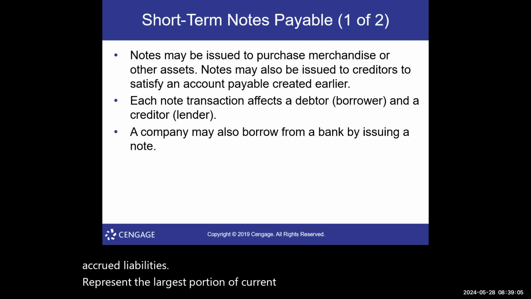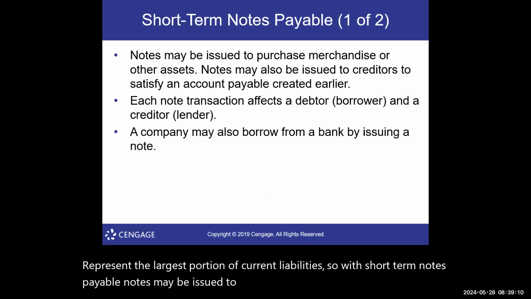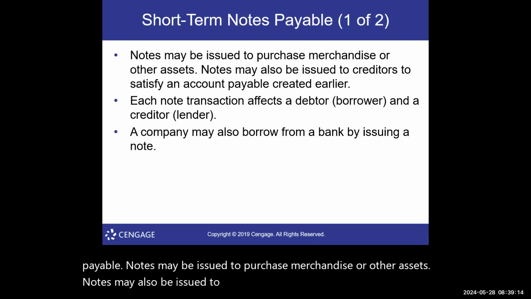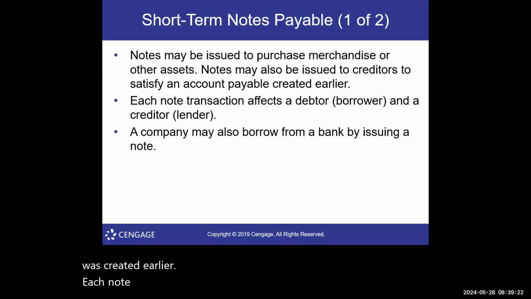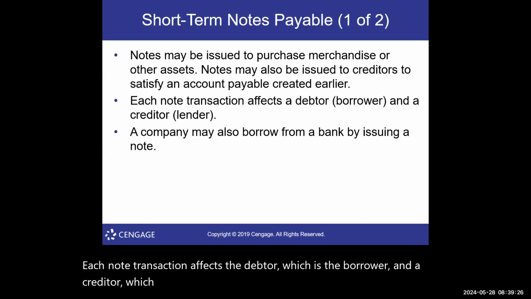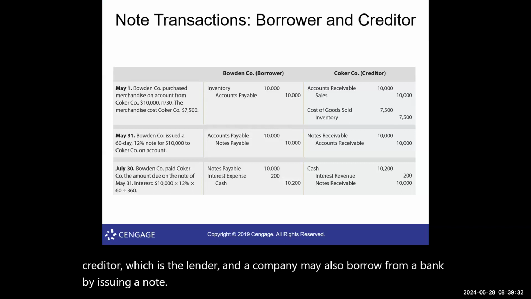So with short-term notes payable, notes may be issued to purchase merchandise or other assets. Notes may also be issued to creditors to satisfy an accounts payable that was created earlier. Each note transaction affects a debtor, which is the borrower, and a creditor, which is the lender. And a company may also borrow from a bank by issuing a note. So here we have an example.